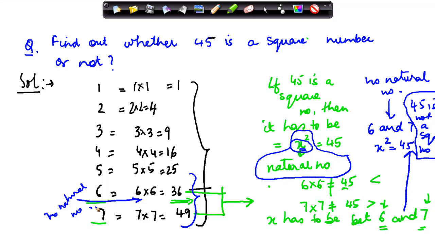So to identify whether a number is a square number or not, the simplest method is you start finding out the squares of consecutive numbers, and then see whether the number you are asked is equal to any of those numbers. If it falls between the squares of two consecutive natural numbers, then it is not a square of a particular number.